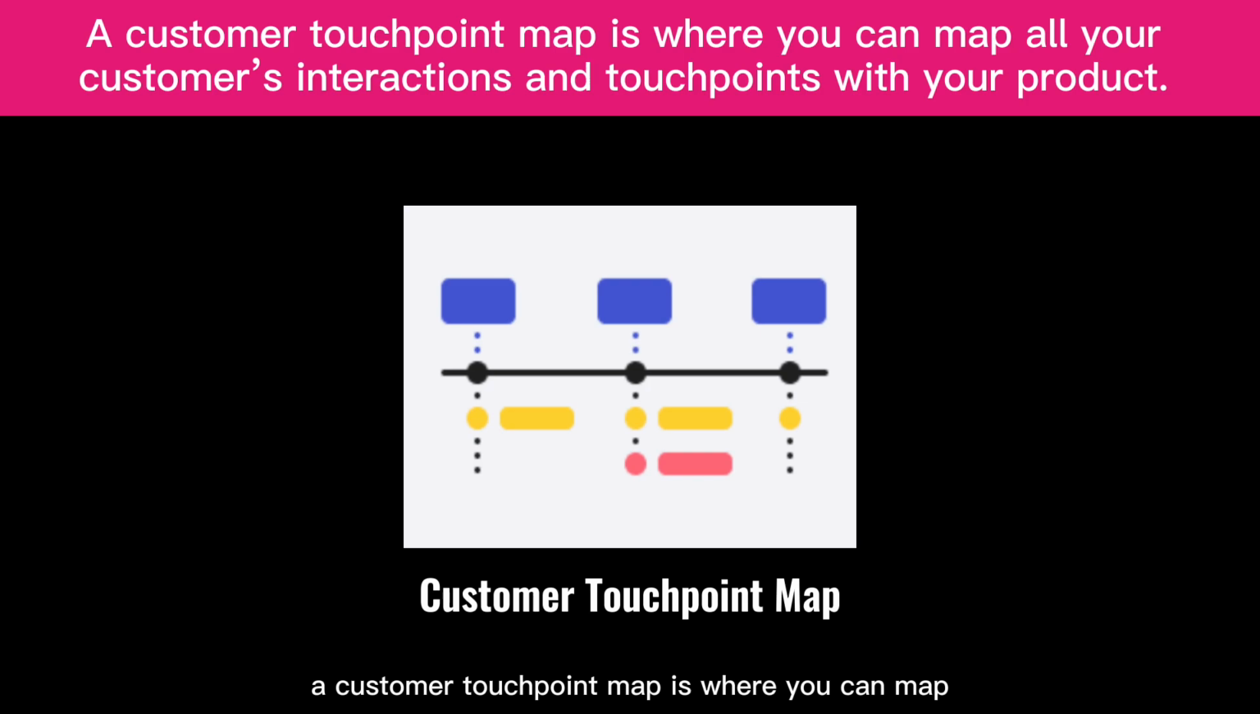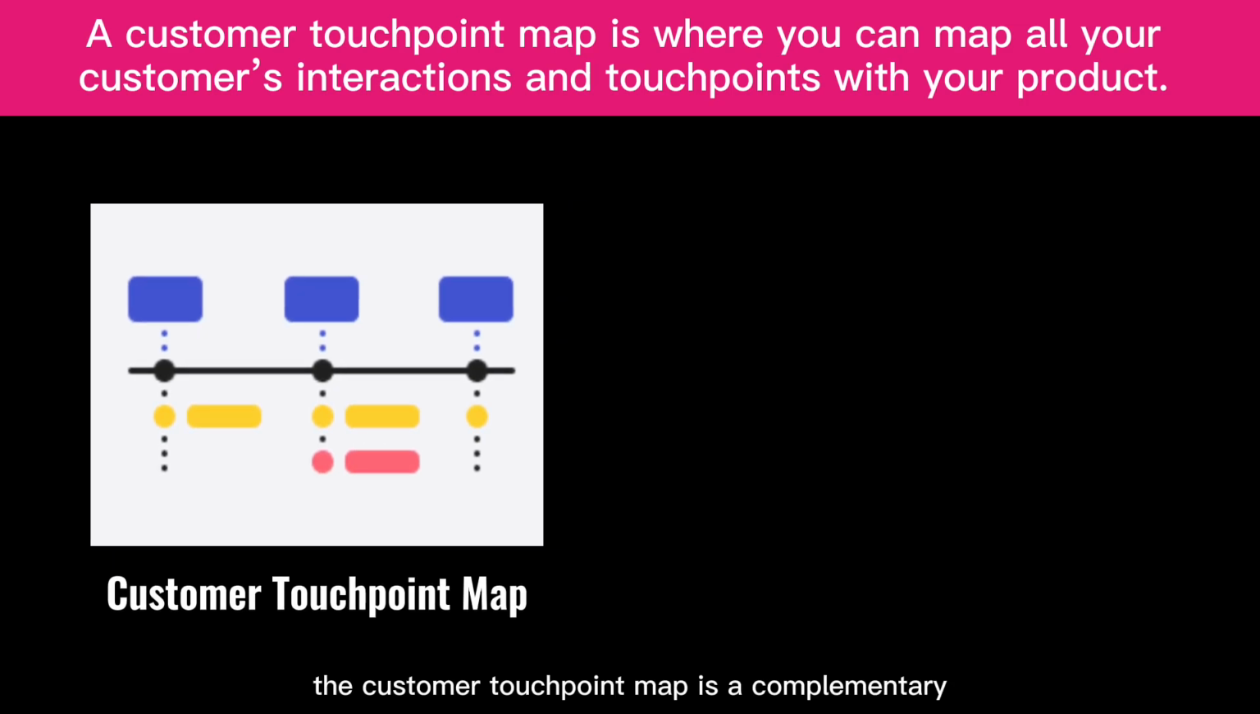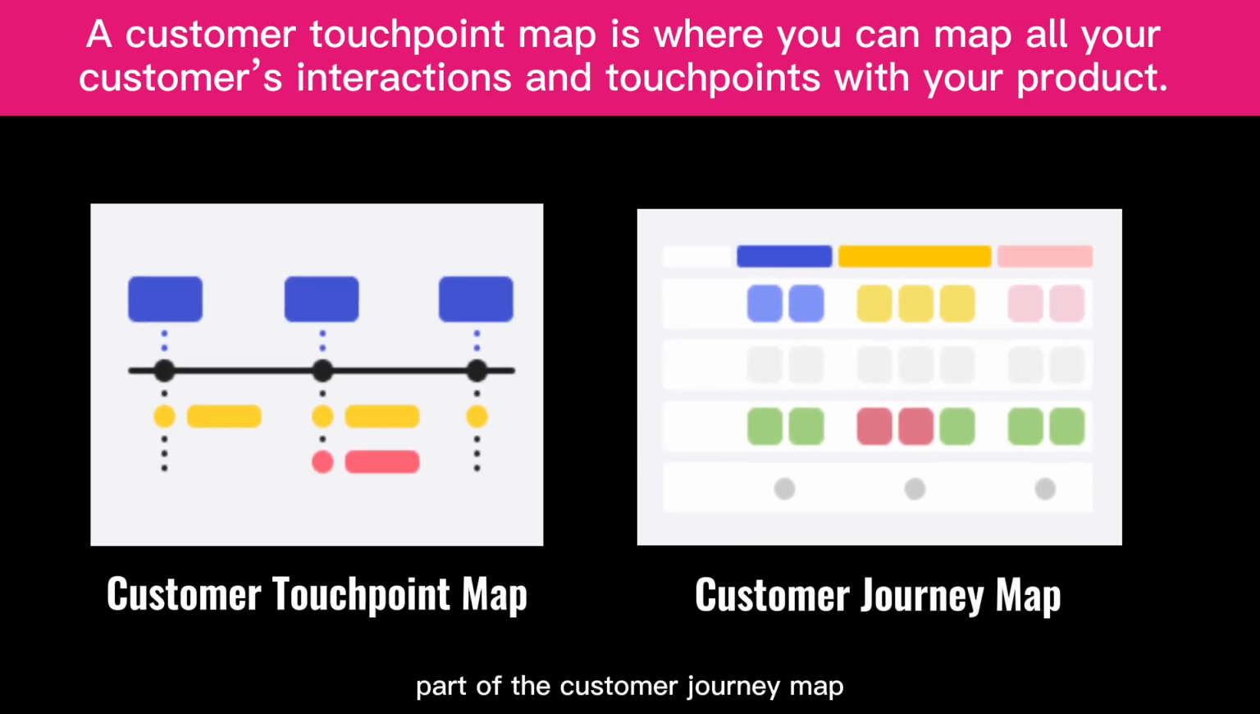A customer touchpoint map is where you can map all your customers' interactions and touchpoints with your product. Through it, you can learn which aspects of the customer journey need improvement and which ones are running well. The customer touchpoint map is a complementary part of the customer journey map, which involves more details.